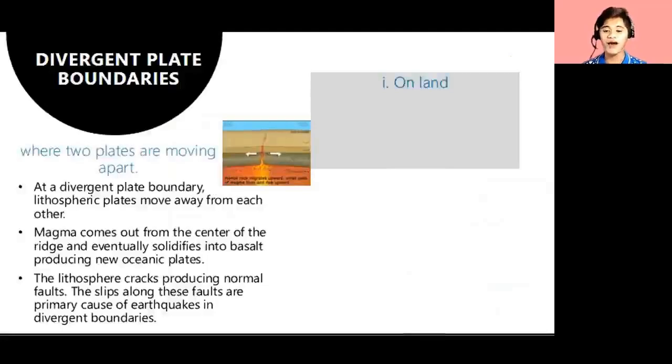The second type of plate boundary is the divergent boundaries. It is known to be a movement of two plates apart or away from each other. The magma comes out from the center of the ridge and eventually it solidifies into basalt, producing new oceanic plates. The lithosphere cracks producing normal faults. The slips along these faults are primarily the cause of earthquakes in divergent boundaries. The space created can also fill with new crustal material sourced from molten magma that forms below. Divergent boundaries can form within the continents but will eventually open up and become oceanic basins. Further, it may take place on land and under the sea.